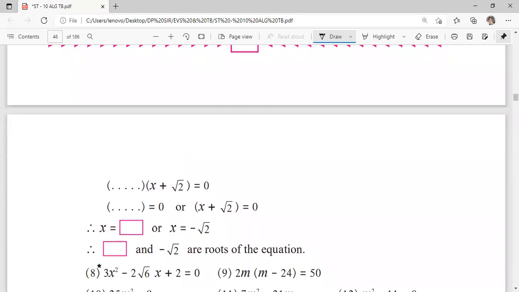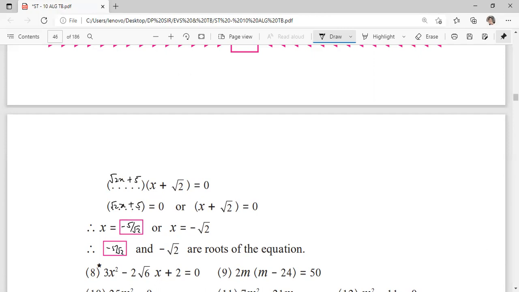Here it's going to be root 2x plus 5, as usual, root 2x plus 5. Now either or will be 0. So here it's going to be root 2x plus 5 is equal to 0. x is equal to minus 5 upon root 2, or x is equal to minus root 2. Therefore, minus 5 upon root 2 and minus root 2 are the roots of the given quadratic equation.